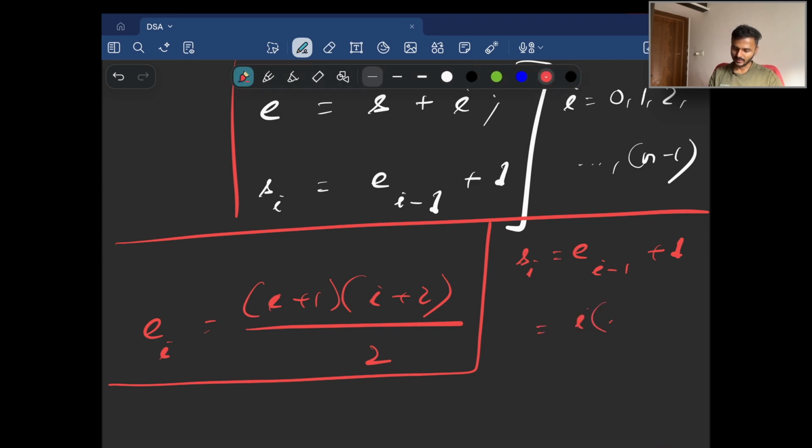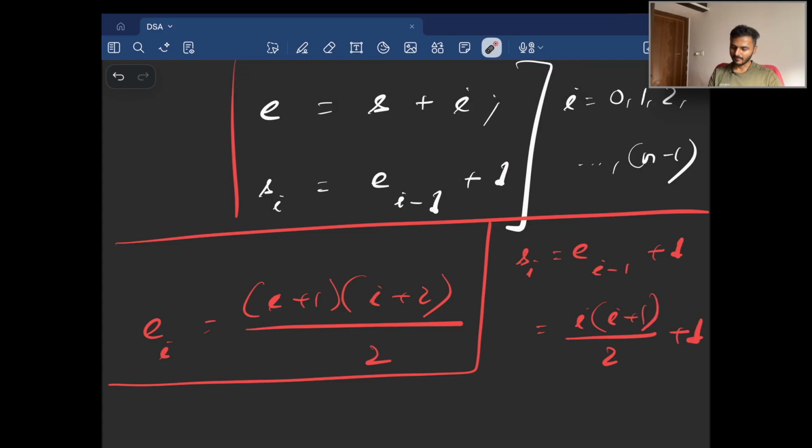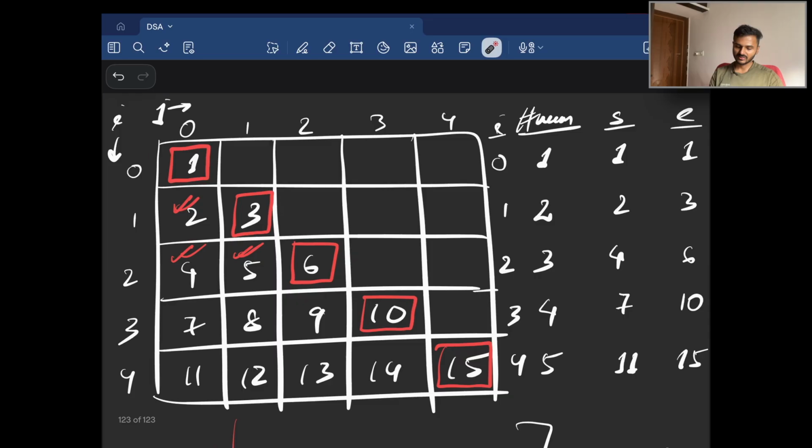Let me write it properly. I multiplied by I plus 1 by 2 plus 1, right? Because Si will be equal to Ei minus 1 plus 1. So that is why this is what we get. Now, if you take a look at the start value, that is the expression that we have to calculate the start value, this is also using just I, which is something we will have access to when we iterate.